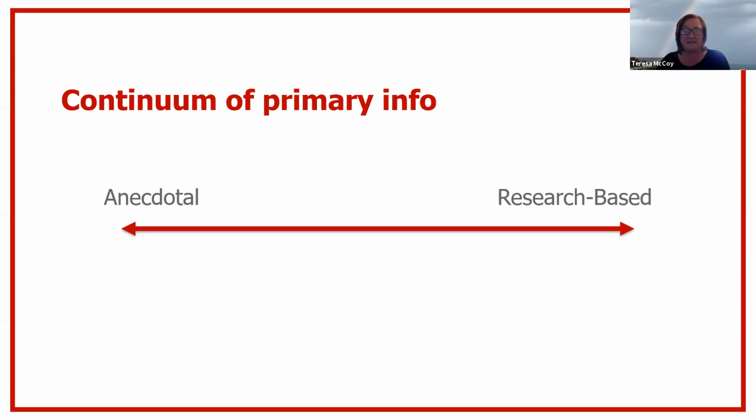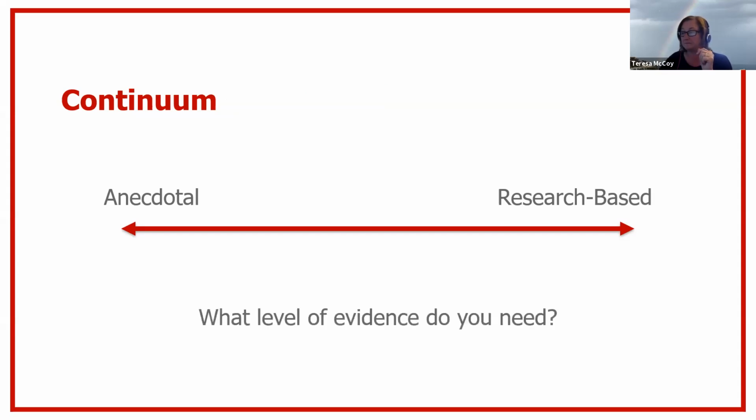So one of the things that I wanted to start out talking about is that when we talk about collecting primary data, I think of it as a continuum. All the way on the left-hand side is what I'll call anecdotal, and on the right-hand side, it's research-based. That is a continuum. It's not either or. There are places and times for both the anecdotal and the research-based.